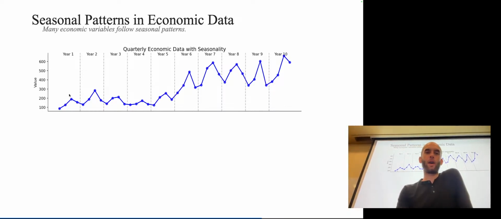And so the way this shows up is something that looks like this. So we have many years, and then we have this seasonality pattern. So in the third quarter, we tend to see higher values. So whatever this vertical value is, we tend to see higher values. And you can see that in all of these different years.